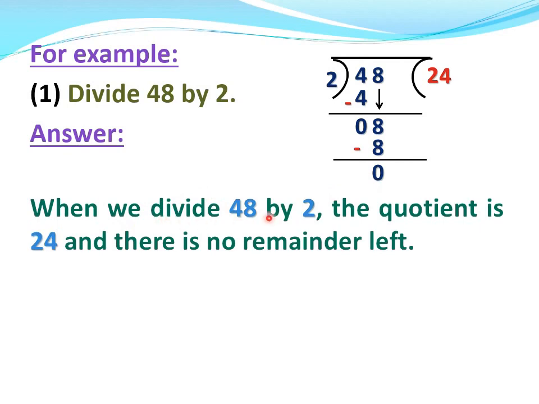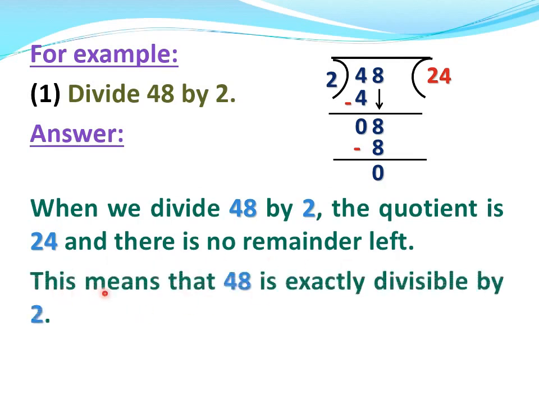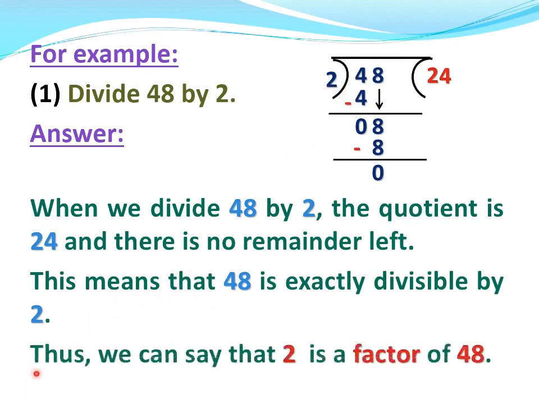When we divide 48 by 2, the quotient is 24 and there is no remainder left. This means that 48 is exactly divisible by 2. Thus, we can say that 2 is a factor of 48.